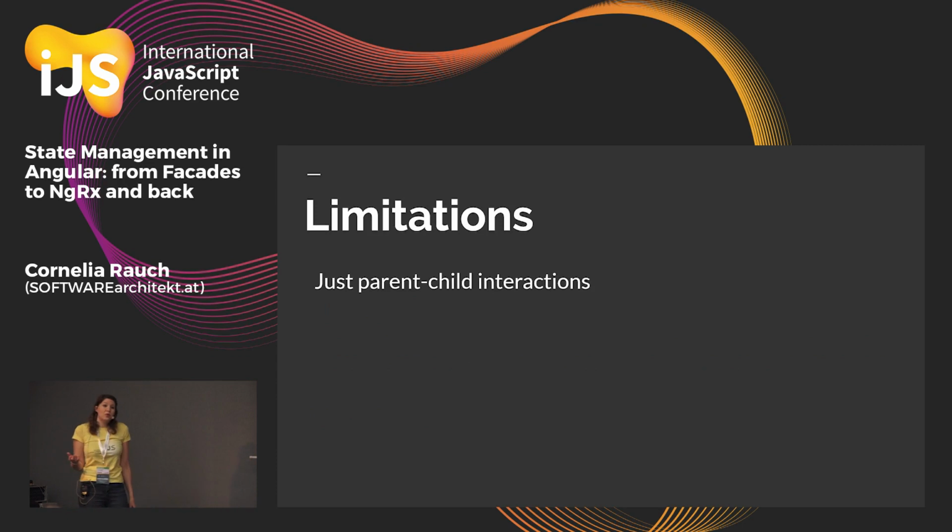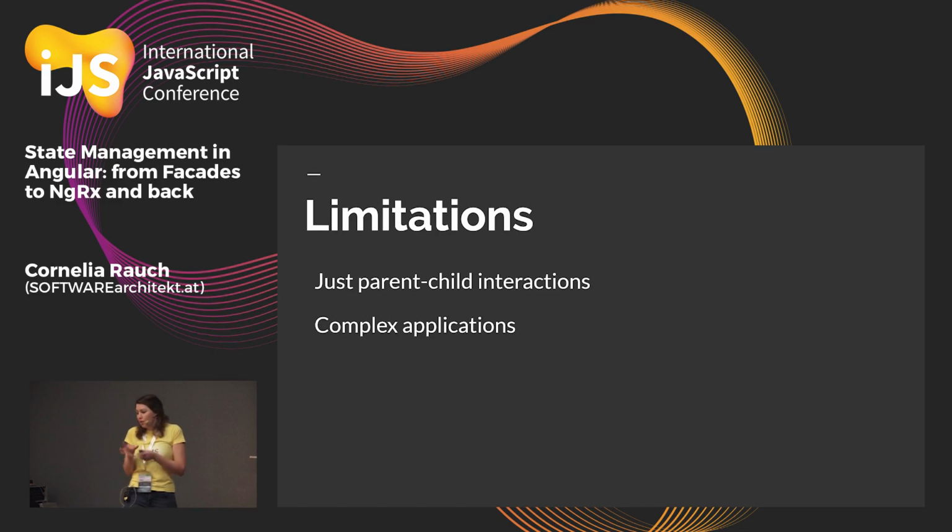What are the limitations? First of all, you can just use it for parent-child communication. So if you have a sibling component you want to give state to, you can't use this. Furthermore, it's not really good for complex applications. So if you have something with more than three components, basically, you should still use smart and dumb components, but not for managing all of your state. And it also gets really unreadable if you just use smart and dumb components to pass state somewhere.